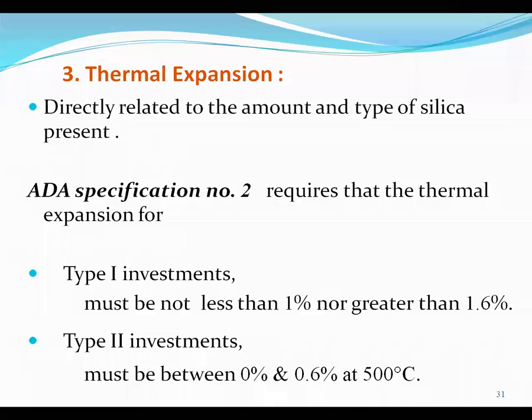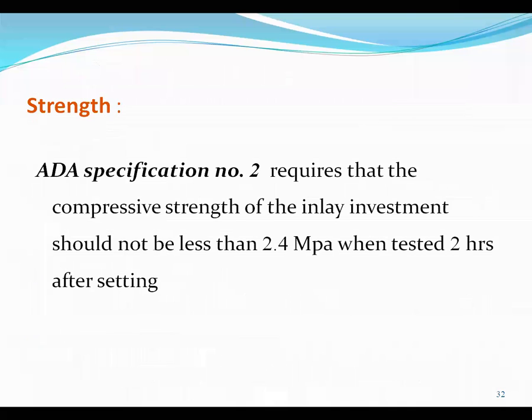ADA specification number 2 requires that thermal expansion for type 1 investment must not be less than 1% but should not be greater than 1.6%. And for type 2, it should be between 0 and 0.6% at 500 degrees Celsius. Then strength. Strength is very important because the investment should withstand high temperature. It requires that the compressive strength of inlay investment should not be less than 2.4 MPa when tested 2 hours after the setting.